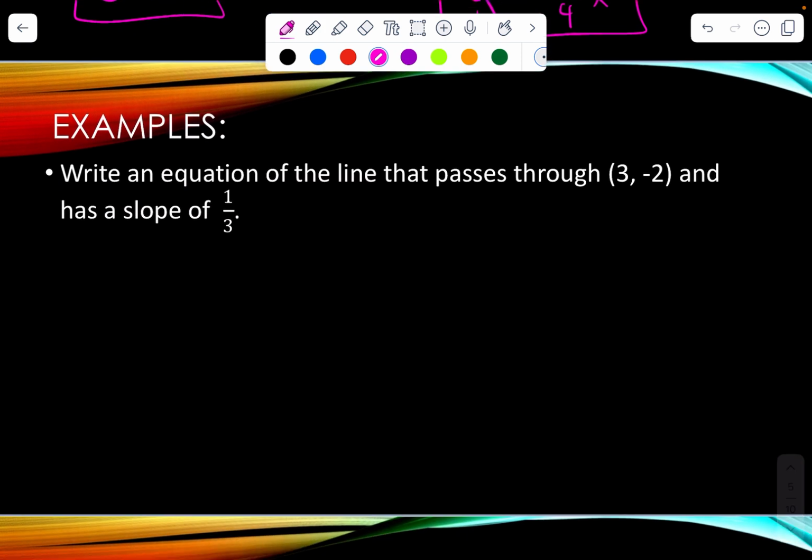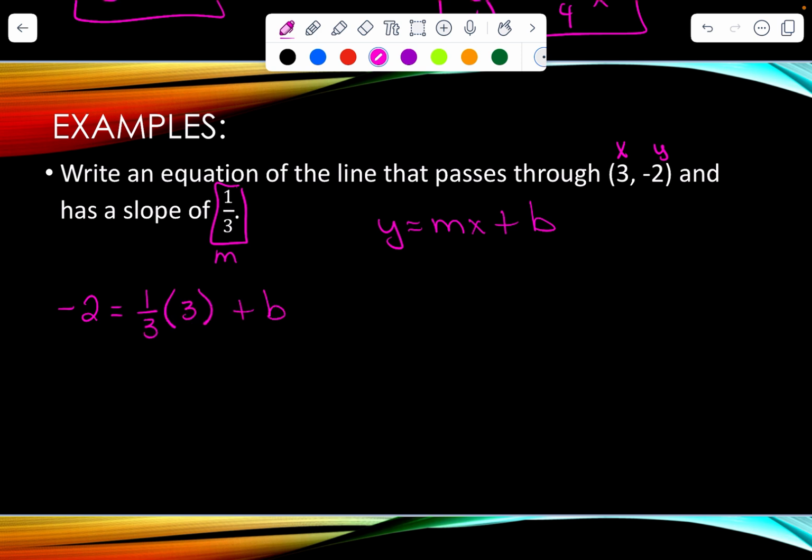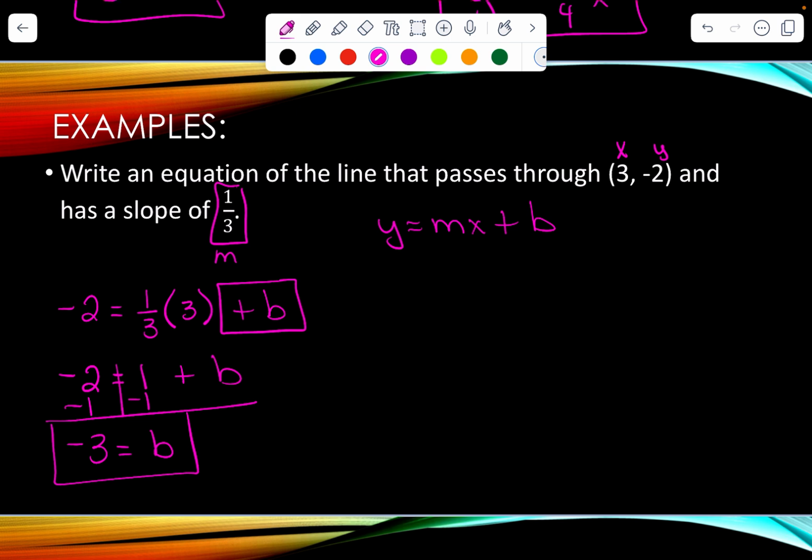So we're going to start the same thing. Here's my x, here's my y, here's my slope. So remember, y equals mx plus b. So it starts off with a y, so negative 2 equals my slope, 1/3, times the x, 3, plus b. Remember, we want to get b by itself. So I'm going to multiply first. So I'm going to go negative 2, 1/3 of 3 is 1. I'm going to take that, I'm going to subtract the 1 from both sides. So I get negative 3 equals b.